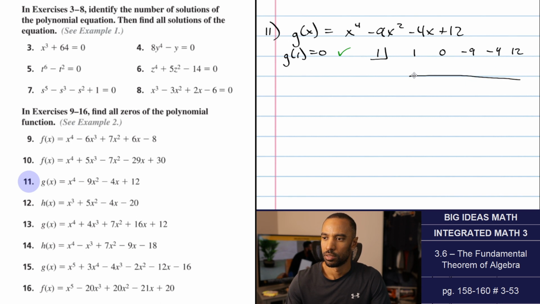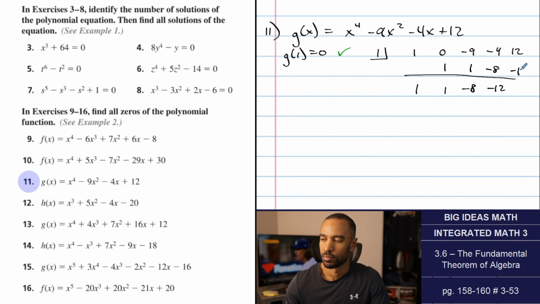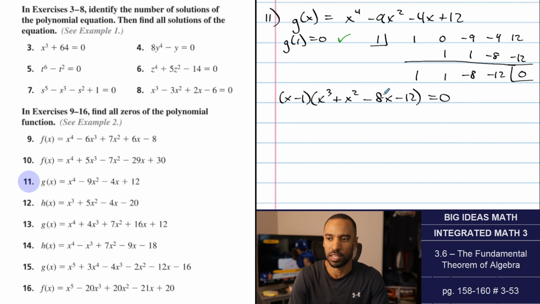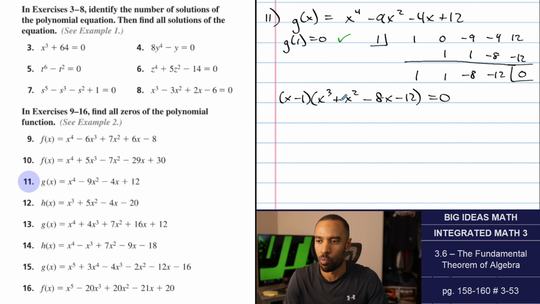All right, using synthetic division, we now can turn this into x minus 1 as the factor times x cubed plus x squared minus 8x minus 12 equals 0. Also still not factorable by grouping. We still have the same set here. We can try and plug in numbers again. 1 won't work. Negative 1 won't work.